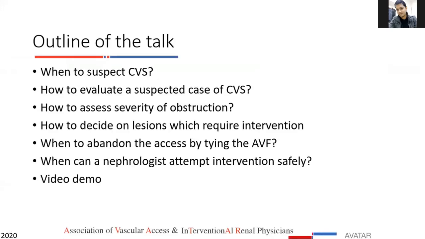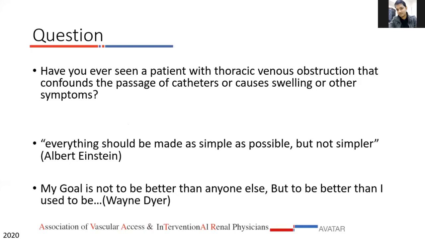So the outline of the talk would be: when to suspect central venous stenosis, how you will evaluate it if you suspect it, how you will assess the severity of obstruction, how to decide on lesions which require intervention, when to abandon the access by tying the AV fistula, and when a nephrologist can attempt to intervene safely without any other assistance once he has acquired the skills to do it. And there will be certain video demonstrations of illustrative cases as the talk goes on.